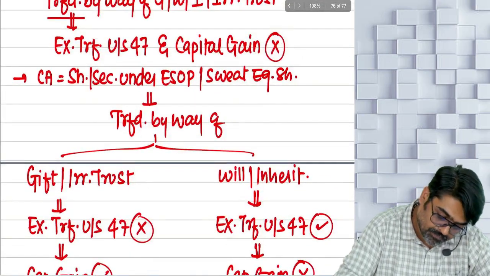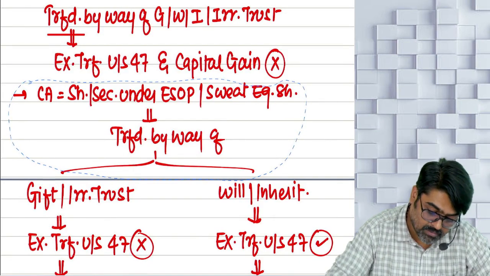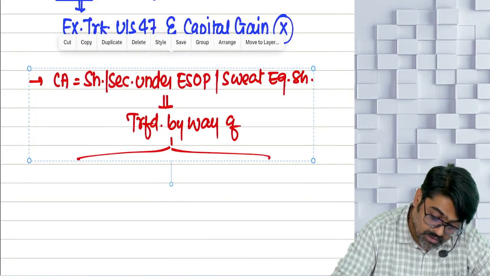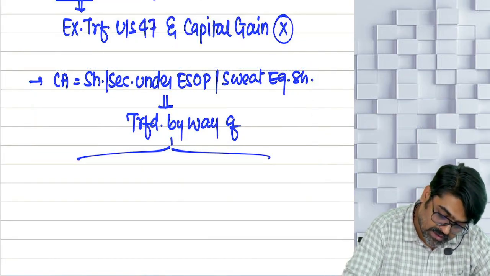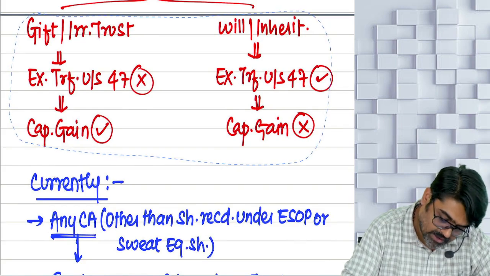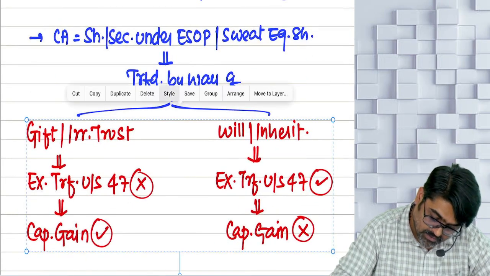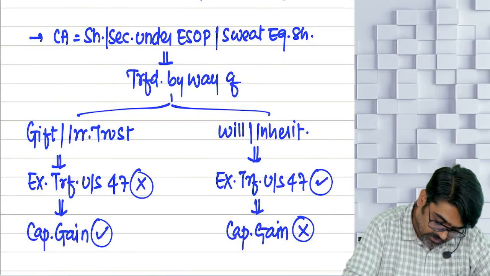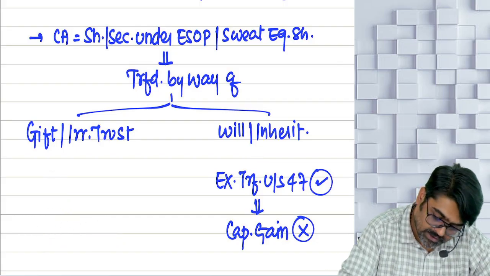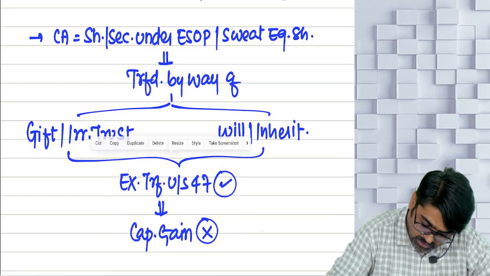But earlier what used to happen? These type of capital assets whose gift or irrevocable trust was not exempt earlier will now be exempt. So now color, blue color. If they are transferred by way of gift or irrevocable trust, or even they are transferred by way of will or inheritance. Getting my point? Blue color. In both the cases, the treatment will now be same. The transfer will be treated as exempt transfer and capital gain will not arise.